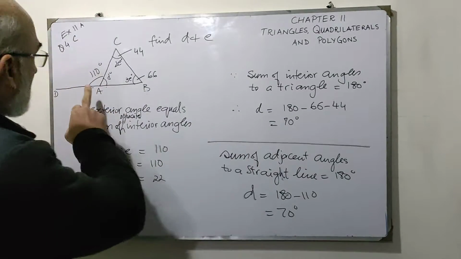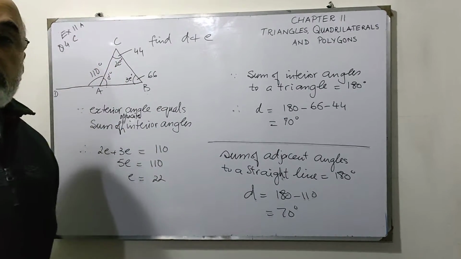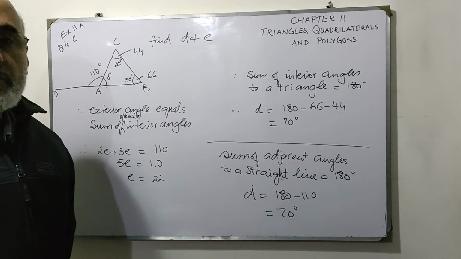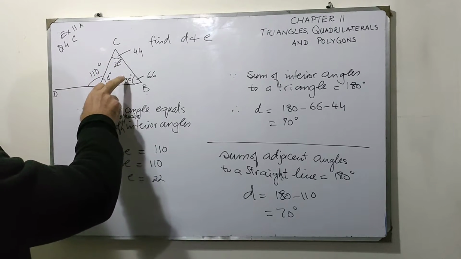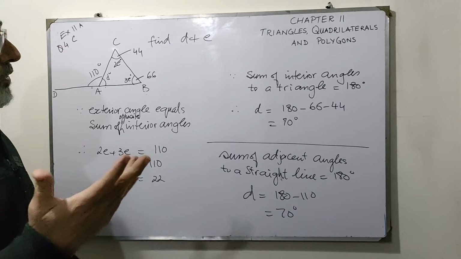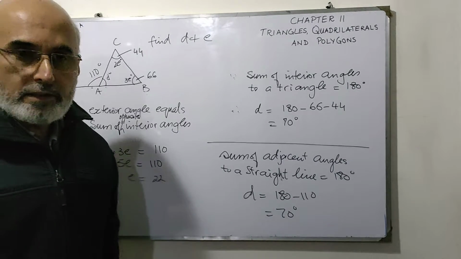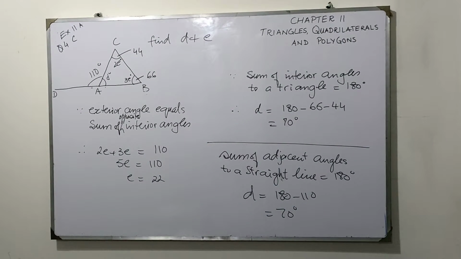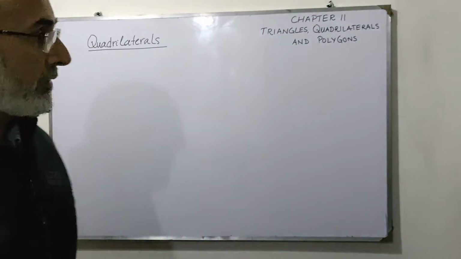So either we can use adjacent angles property, or we can say the sum of interior angles of a triangle equal to 180 degree. And for finding the value of E, we have applied the property of exterior angles. Okay, so it was to revise what we learned previously. So let's start quadrilaterals now.